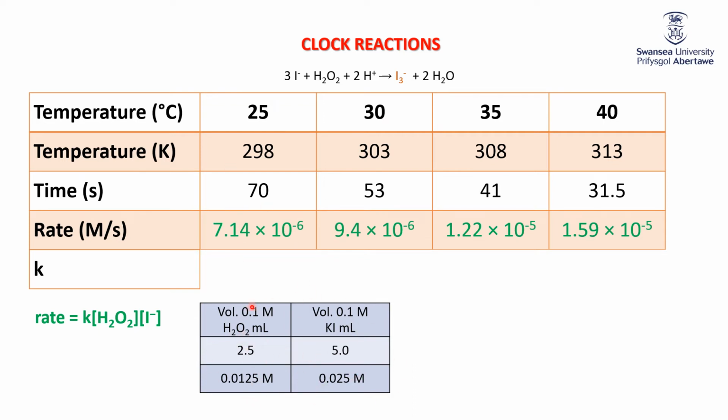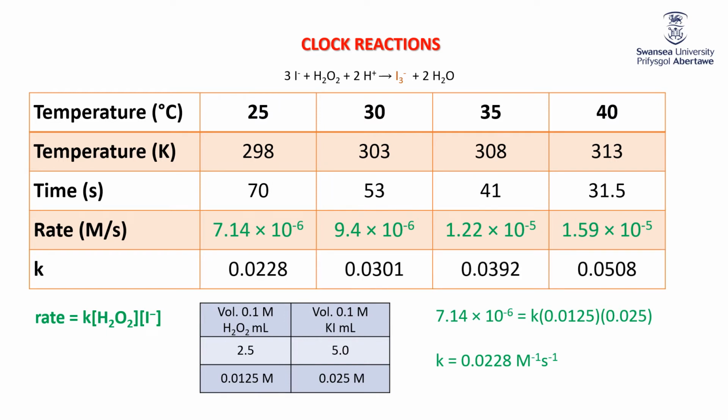So for each of these, we just take the rate. Let's do it for the first one. 7.14 times 10 to the minus 6 equals k times the concentration of H2O2, 0.0125, times the concentration of the iodide, 0.025. Pop that in, rearrange, solve it. k is 0.0228 per molar per second. So we do that for each temperature, and here are the rate constants.